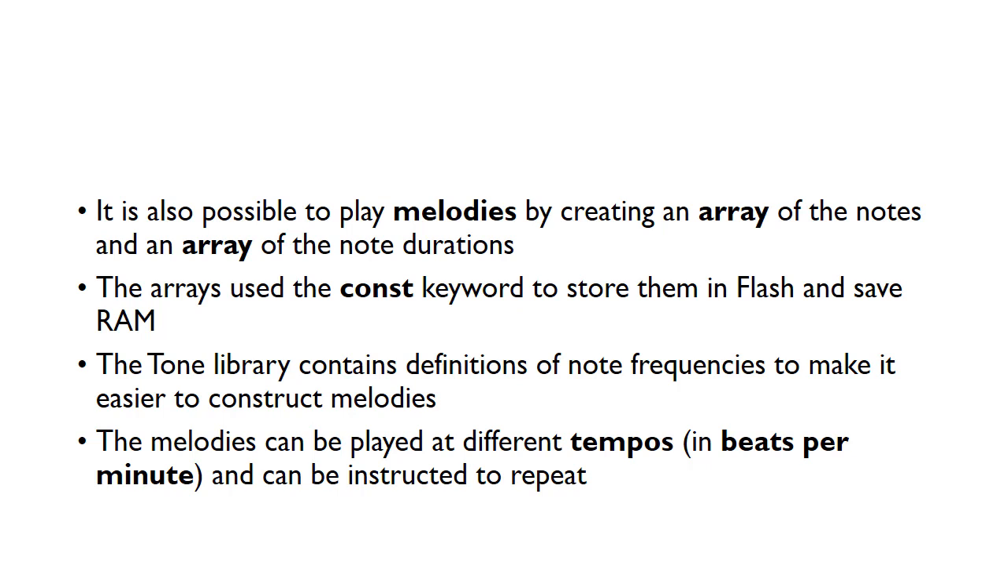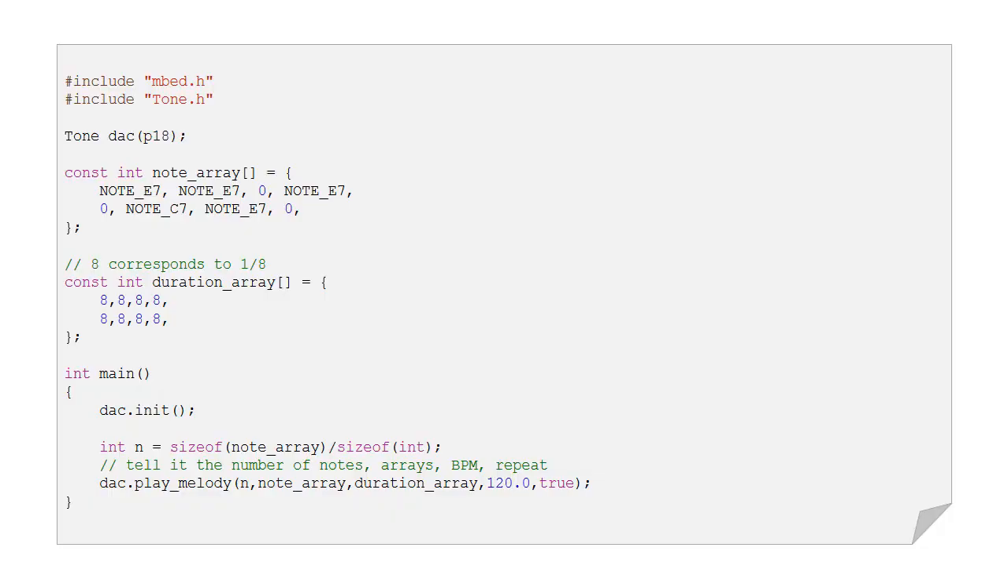It's also possible to play melodies by creating an array of the notes and an array of the note durations. The arrays use the const keyword to store them in flash and save space in RAM. The tone library contains definitions of note frequencies to make it easier to construct the melodies. The melodies can be played at different tempos set by the beats per minute, and can also be instructed to repeat. So it's very simple to play melodies.